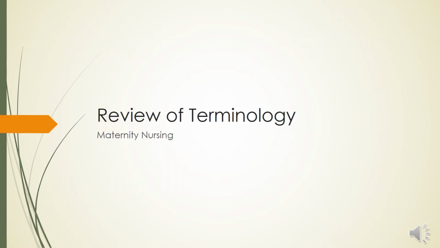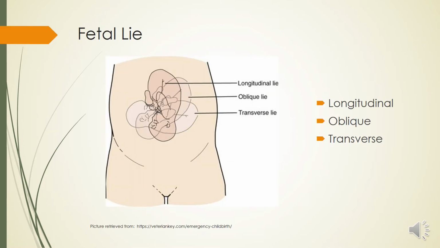Now, let's review some terminology. The picture on this slide reviews fetal lie, which is the position of the long axis of the fetus. It can be longitudinal, which as you see here is straight up and down, and it's the darker image. Oblique, where the fetus is at a diagonal, or transverse, where the fetus is lying sideways in the abdomen.